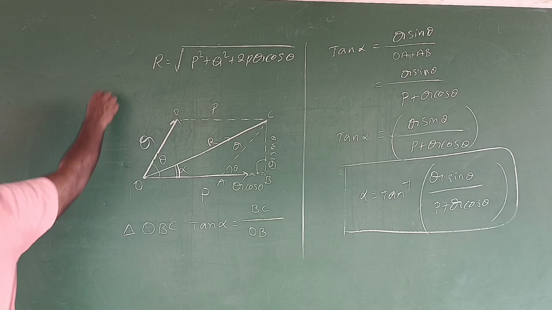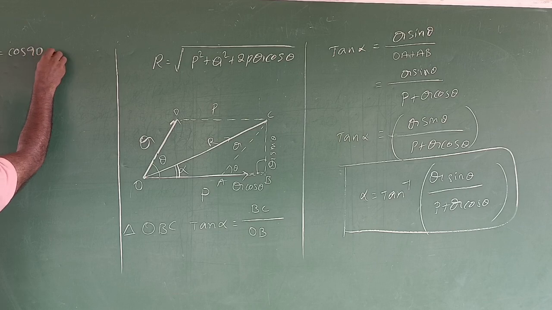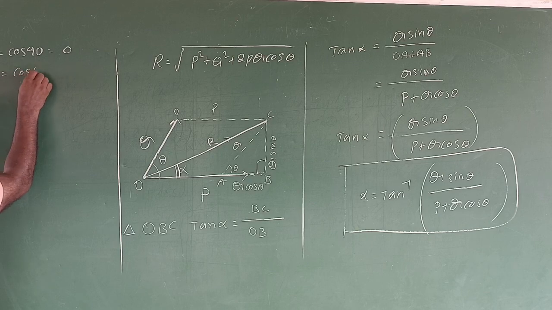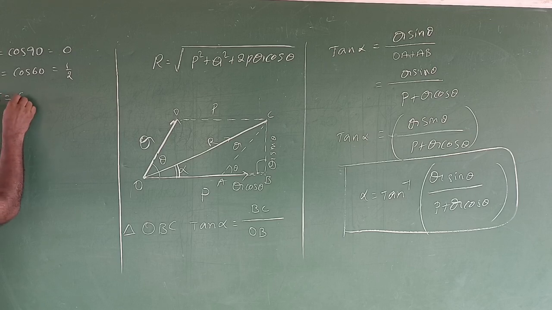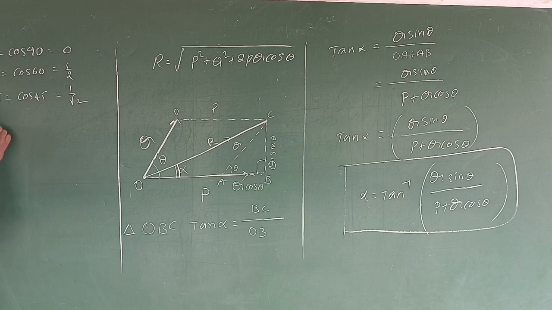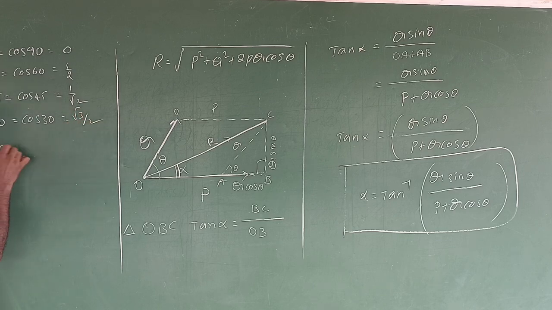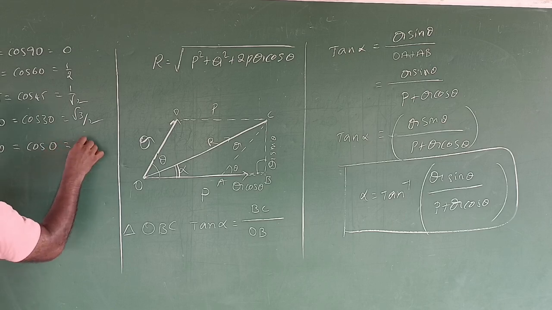Everyone note it down. Simultaneously, I will write the values here. Once again, sin 0 is equal to cos 90 is equal to 0. Sin 30 is equal to cos 60 is equal to 1 by 2. Sin 45 is equal to cos 45 is equal to 1 by root 2. Sin 60 is equal to cos 30 is equal to root 3 by 2. Sin 90 is equal to cos 0 is equal to 1.